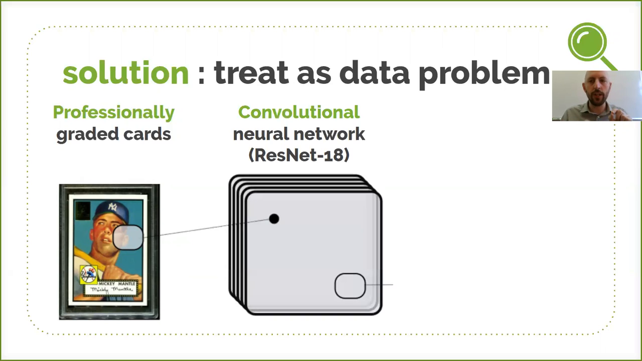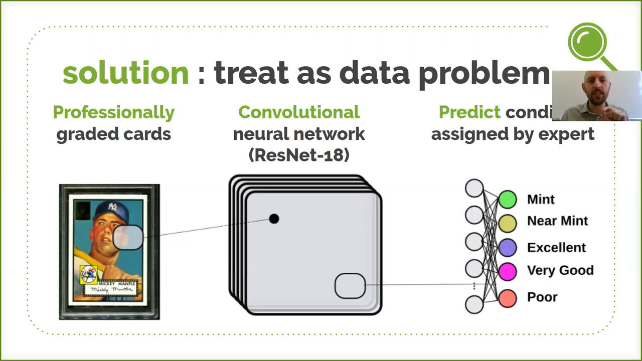I trained a machine learning model, specifically a convolutional neural network known as ResNet, and I trained it from scratch to predict the grade assigned to the card by an expert. So this is a 5-shot classification from mint all the way down to 4.